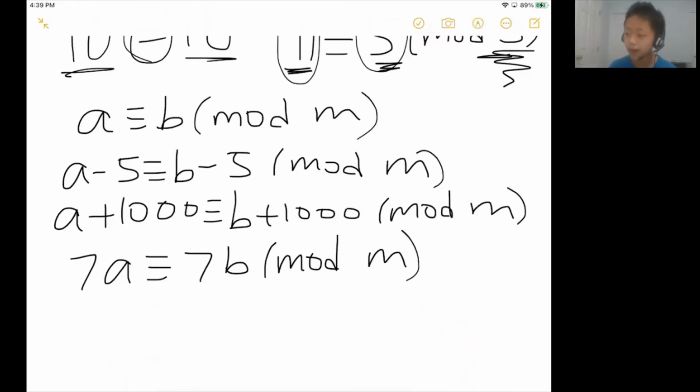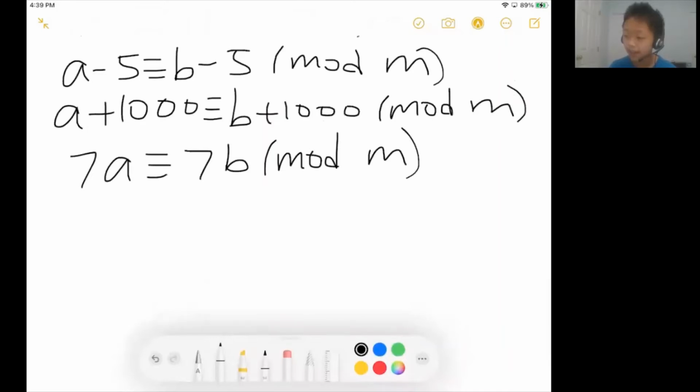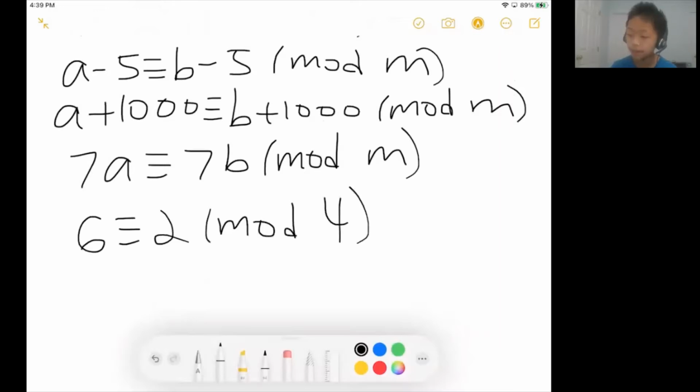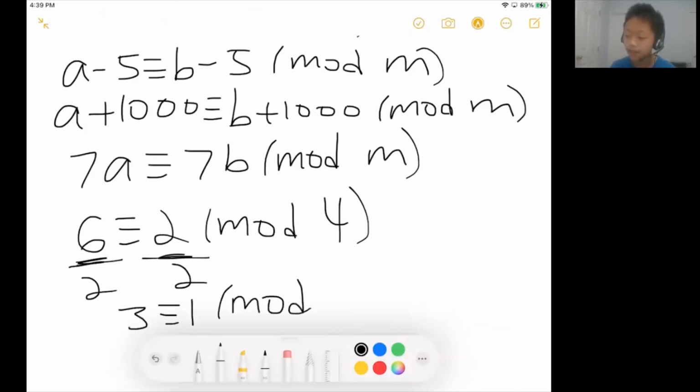For example, I can say that 6 is congruent to 2 mod 4, right? Because 6 leaves a remainder of 2 when divided by 4. 2 also leaves a remainder of 2 when divided by 4. So 6 and 2 are congruent modulo 4. But if I were to divide by 2 on both sides, I would say 3 is congruent to 1 mod 4. But this is not true because 3 leaves a remainder of 3 when divided by 4, and 1 leaves a remainder of 1. So we cannot divide by 2 on both sides.